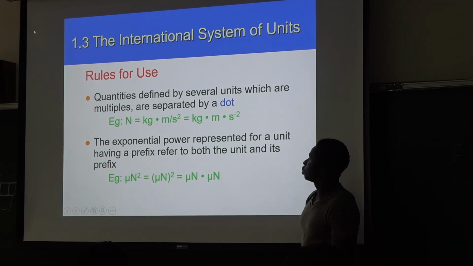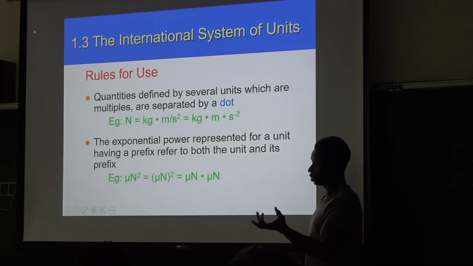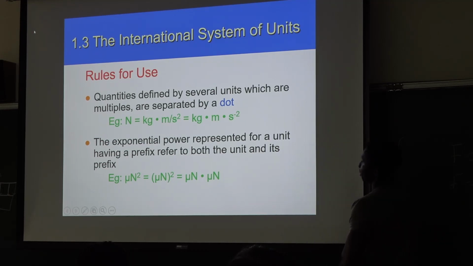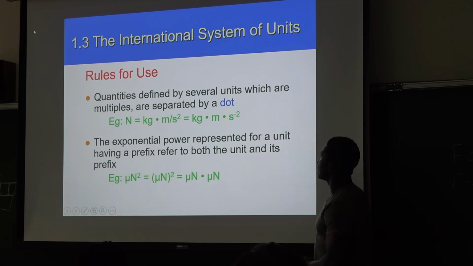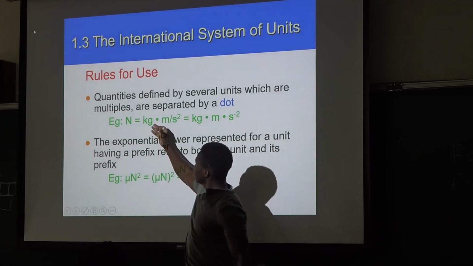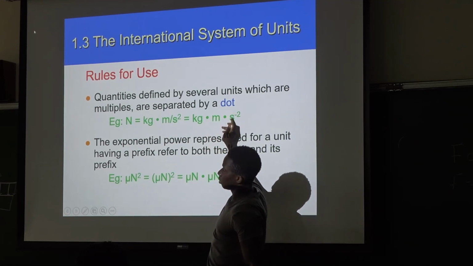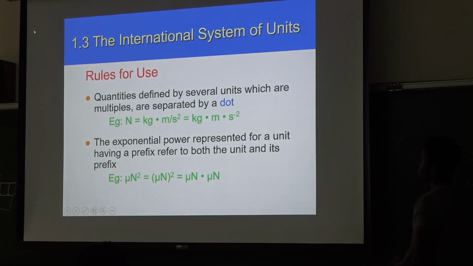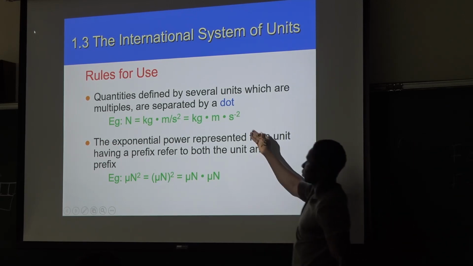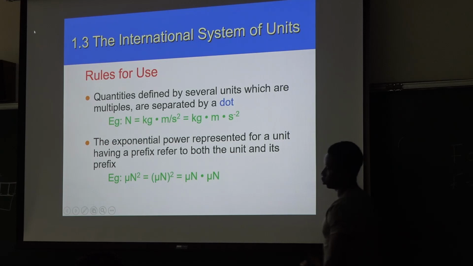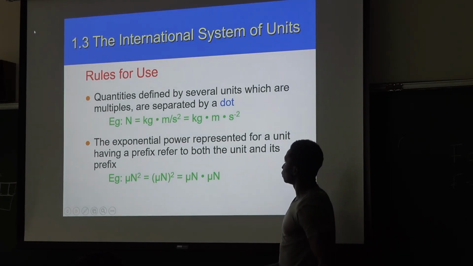Okay, and here it's just trying to tell us the rules for use of the units. How do we use the units appropriately? It says a quantity defined by several units which are multiples are separated by dots. So for example, the kg dot meter dot second squared. But I think typically if you can just write this, you should be totally fine too. But this is the most conventional approach.